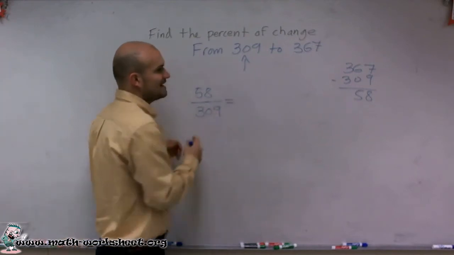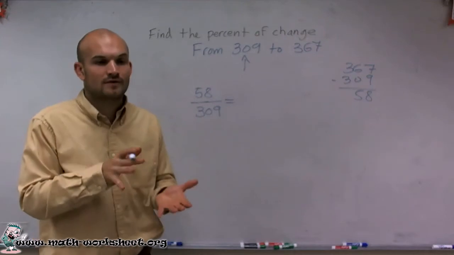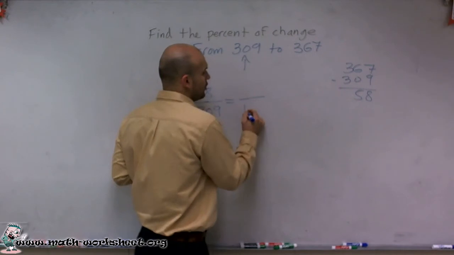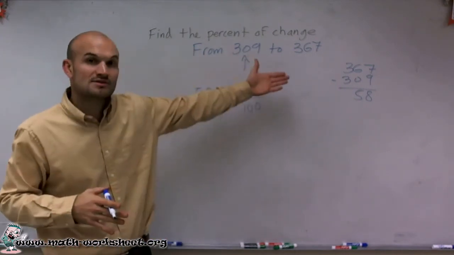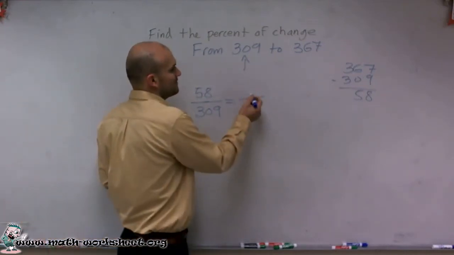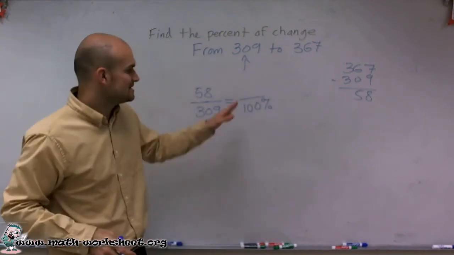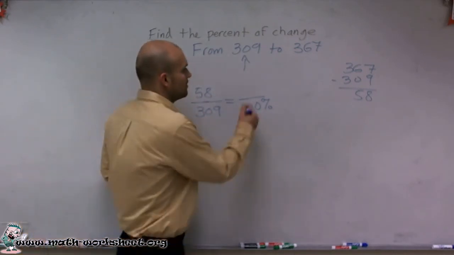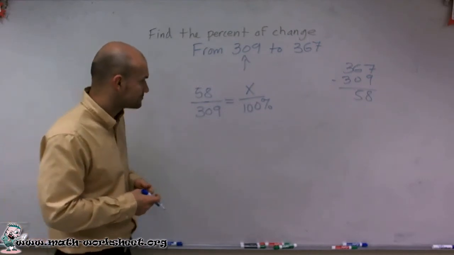Now, when dealing with percentages, we want to create that same idea, but percentages have certain requirements in how we do the part and whole. The whole cannot be larger than 100. The part can always be different, but the whole cannot be larger than 100. So I want to figure out, if I have 100% here, what is the percent that would be equal to this 58 change out of 309. So we're going to write an x percent here, as that's the value we're looking for.